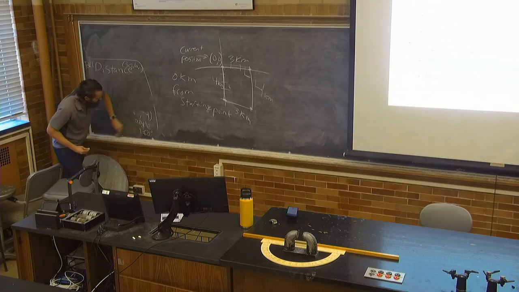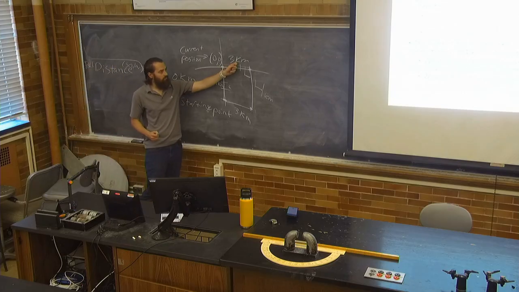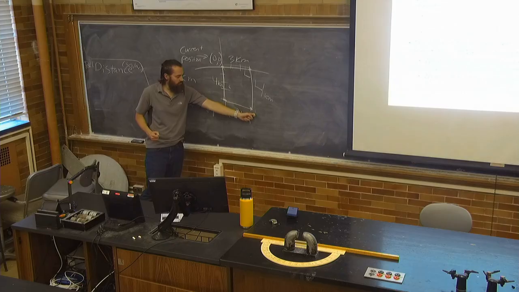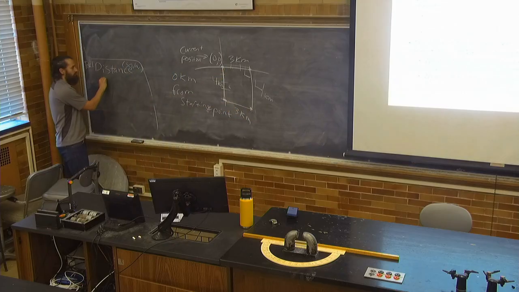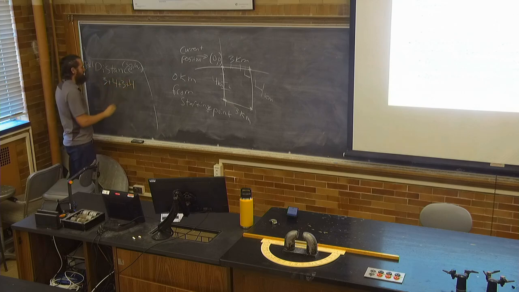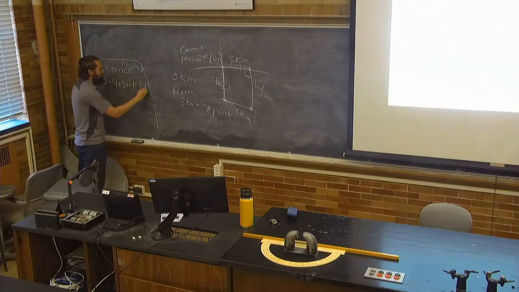To get the total distance that the runner ran, 3 kilometers plus 4 kilometers plus 3 kilometers plus 4 kilometers. So 3 plus 4 plus 3 plus 4. So 7 plus 7 gives you 14 kilometers.